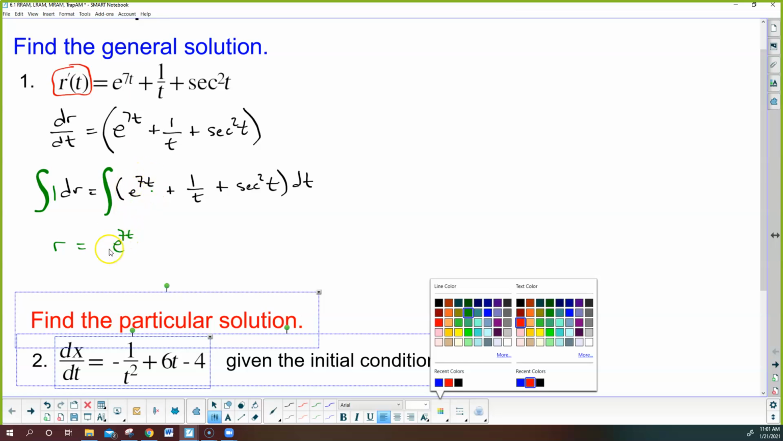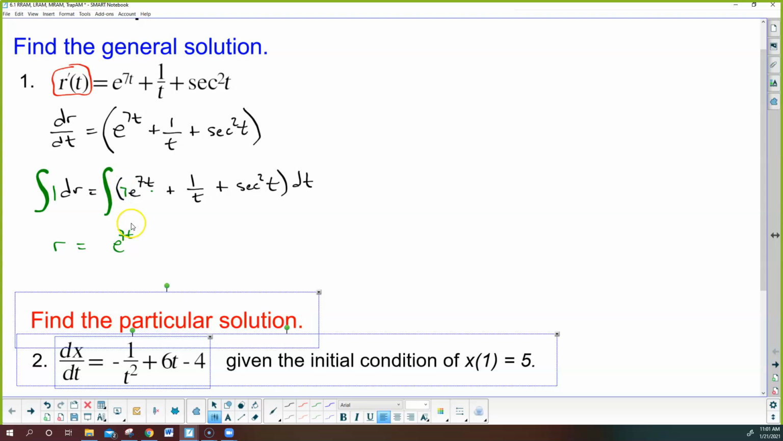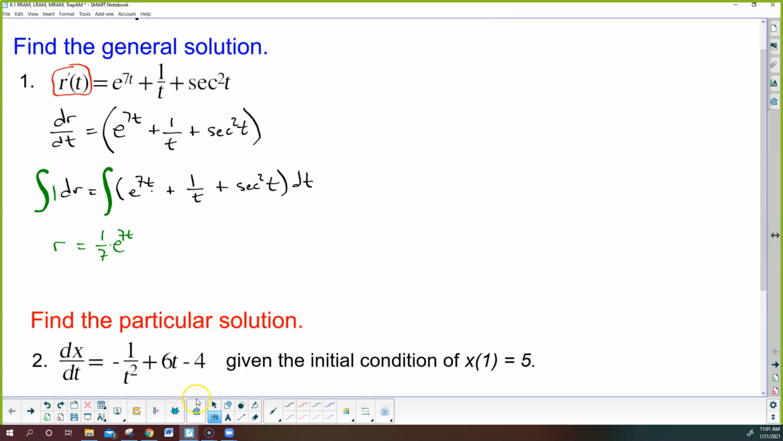If I did that, if this was my answer, then I would have a 7 right out in front. I want to compensate for the fact that that 7 would go there. So I'm going to put a 1/7 out in front. And this might take more time to develop, but that's officially what the antiderivative of e to the 7t is. Okay, let's check the next piece.